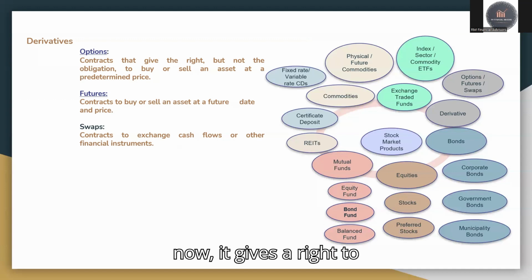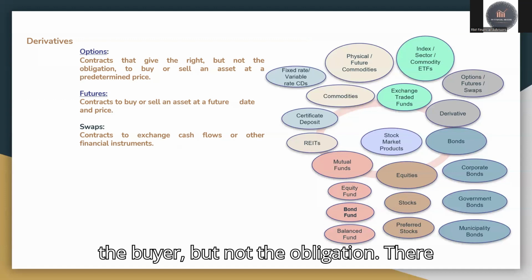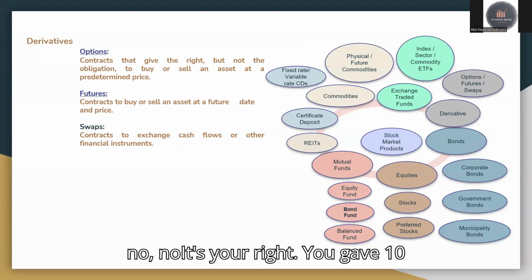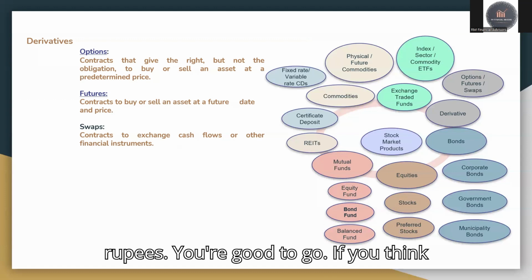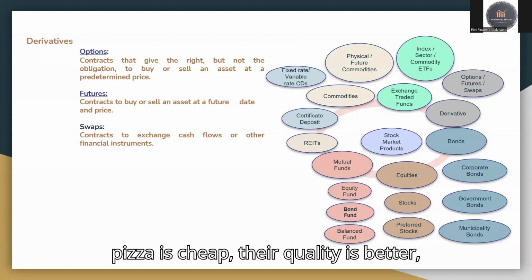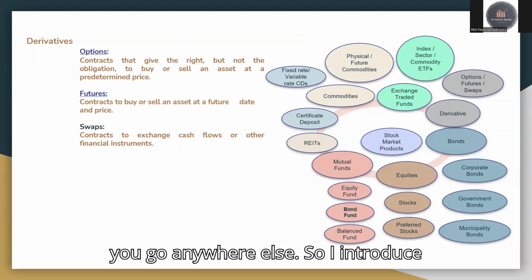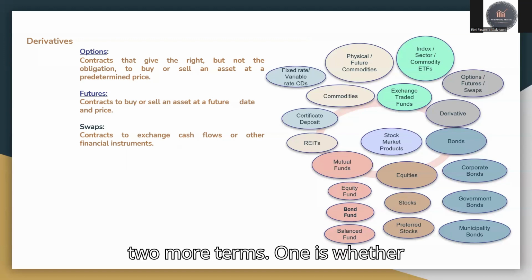But for now, it gives a right to the buyer, but not the obligation. There is no obligation that you purchased a pizza coupon so now you have to go. No, no, no. It's your right. You gave 10 rupees, you're good to go. If you think pizza is cheap there, quality is better, you go. If pizza is costly, you don't go. You go anywhere else. So I introduced two more terms.